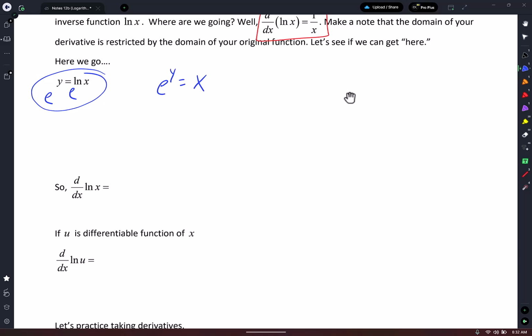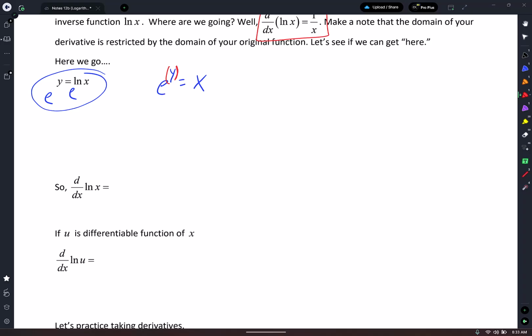Okay. So here's what I'm going to do. I'm going to put parentheses on this y, because I think it'll be easier for you guys. I didn't multiply, I raised it: e to the y, e to the ln of x. They're inverses of each other, so you just drop the x. So we're trying to get rid of the ln. Well, we don't know the derivative of ln, but we know the derivative of e.